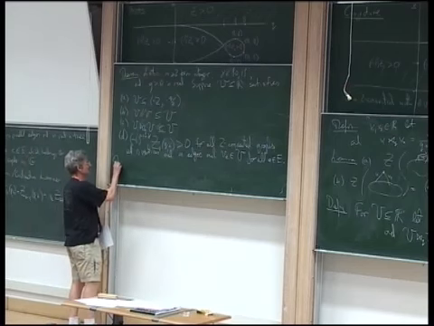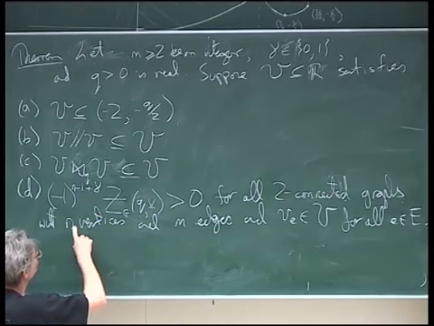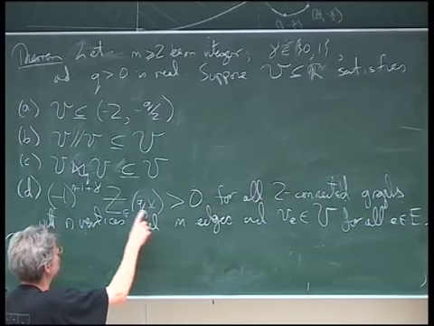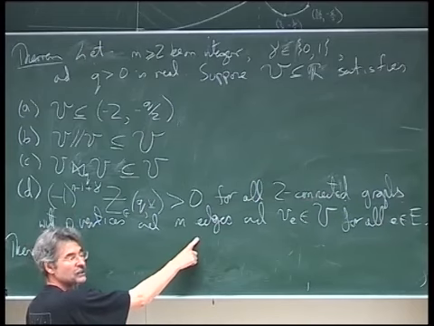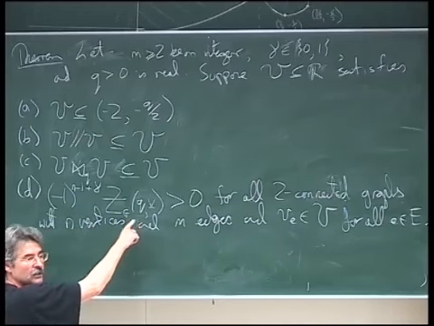Then the conclusion is that this holds. So this is for all graphs with n vertices and exactly m edges. The conclusion is that the same thing holds for all graphs with n vertices and at least m edges. So this is the base case of the induction.